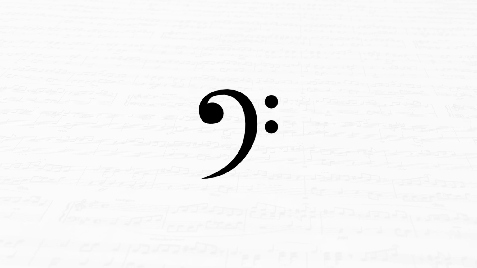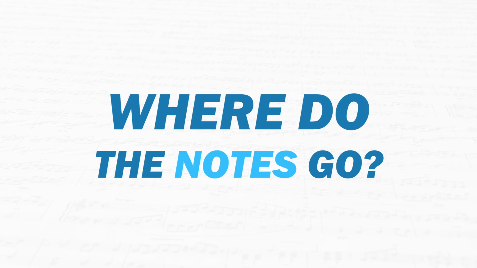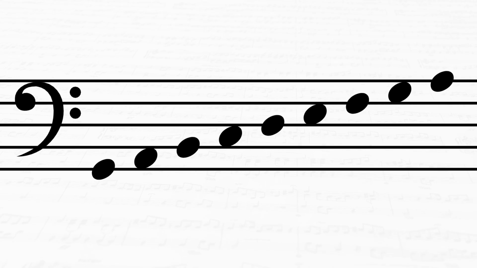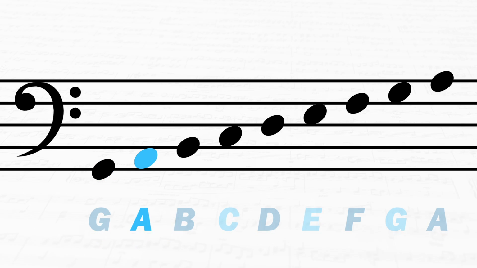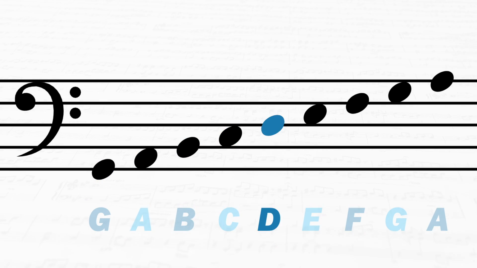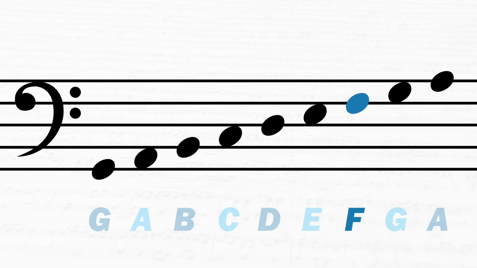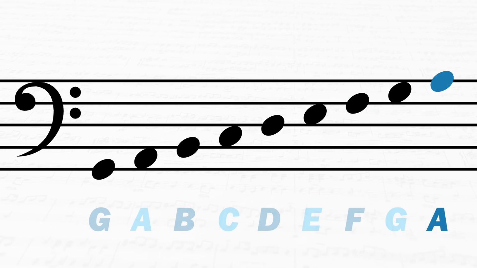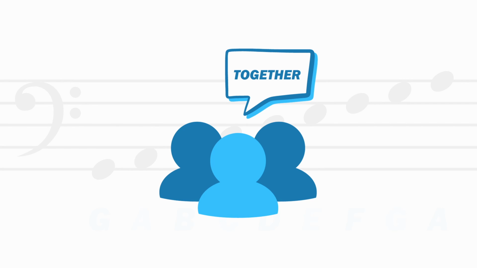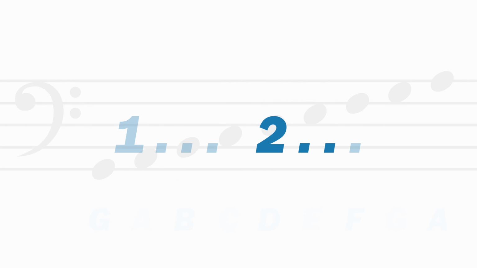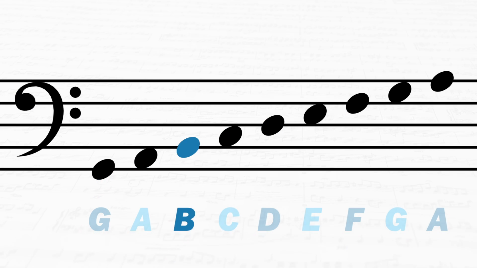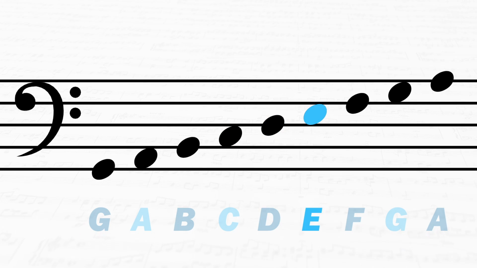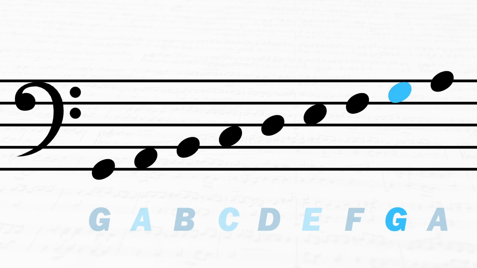Now that we know what bass clef looks like and what instruments use it, where do the notes belong on the bass clef? Well, let's start at the bottom and go all the way up. Starting on line 1, we have G, A, B, C, D, E, F, G, and A. Want to try saying all those together? Let's do it. 1, 2, ready, go! G, A, B, C, D, E, F, G, A.